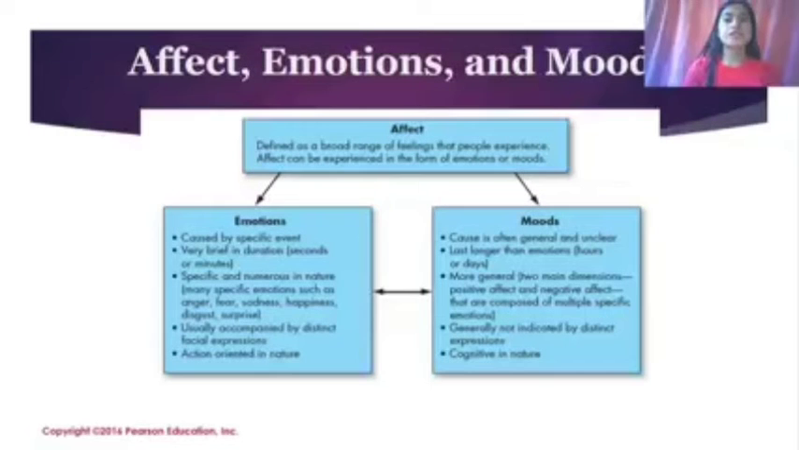Affect, emotions, and moods. Affect is defined as a broad range of feelings that people experience. Affect can be experienced in the form of emotions or moods. Moods can last for hours, while emotions last anywhere from seconds to minutes at most. This is why it's typically easier to identify an emotional trigger, but difficult to pinpoint the trigger for our moods. Moods also don't have their own unique facial expression, whereas the universal emotions do.